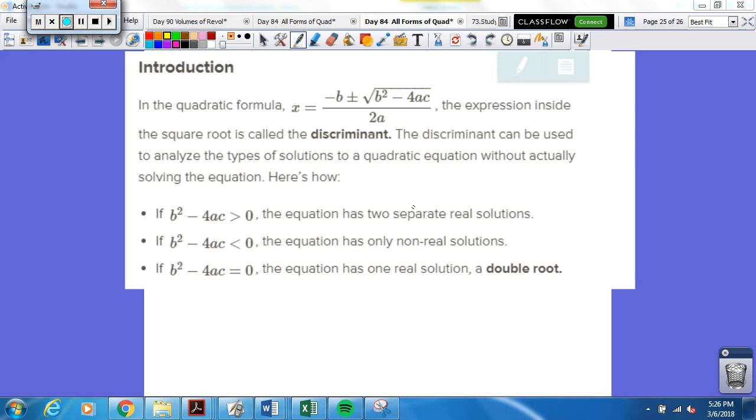Okay, so today we're going to go over something called the discriminant. Write that down on the top of your sheet, discriminant.